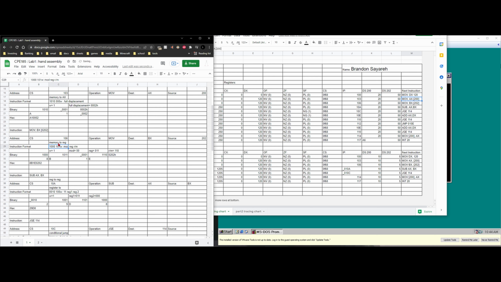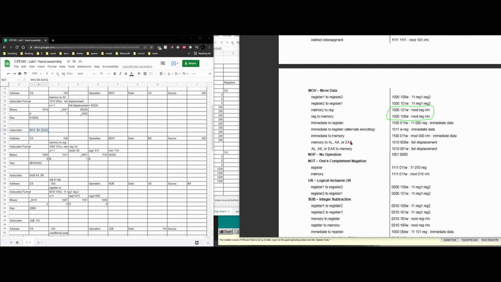Now we have our instruction format. So we know it's a memory to register, just like the other one, and we know it's going to be this one because it's the same thing. But this is a B of x, not an A of x. And if we go back, remember, we're only looking at AL, A of x, or EAX with the special part here. So what we're going to be looking at is memory to register. So that's going to be this first one up here.